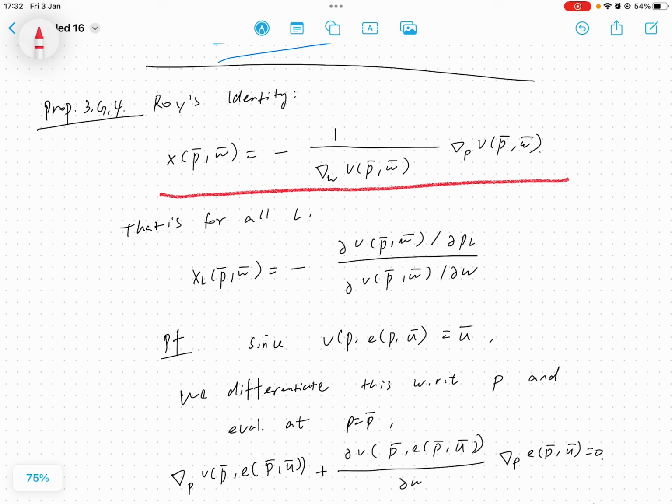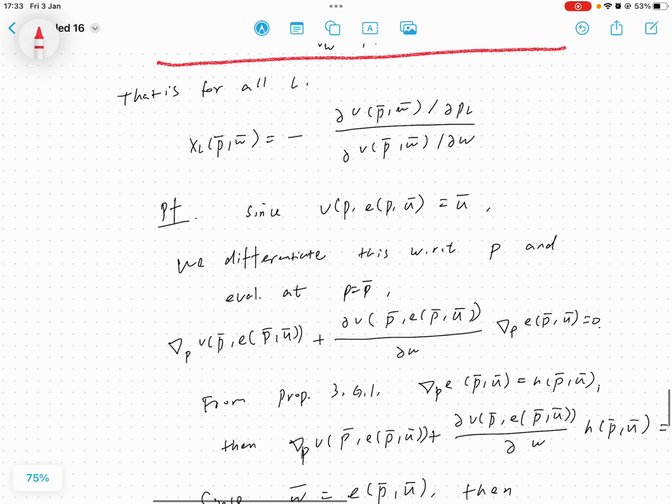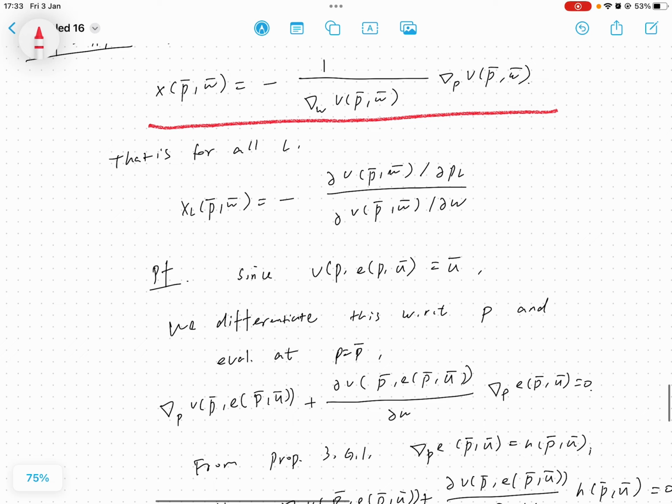So this would be the negative of 1 over the gradient of this indirect utility V with respect to W, multiplied by the gradient of V with respect to P. So it's talking about the relationship between the Walrasian demand and the indirect utility itself. This is just talking about the UMP itself.